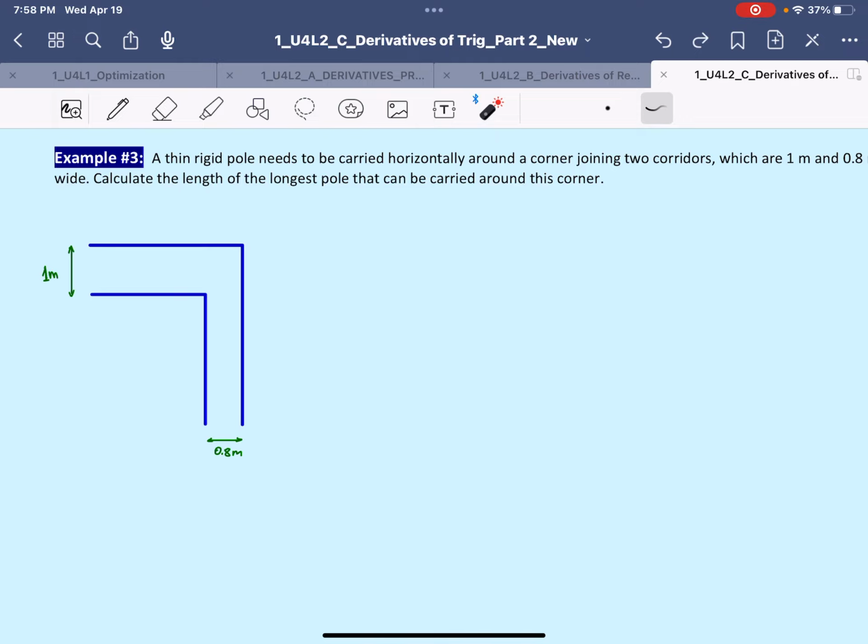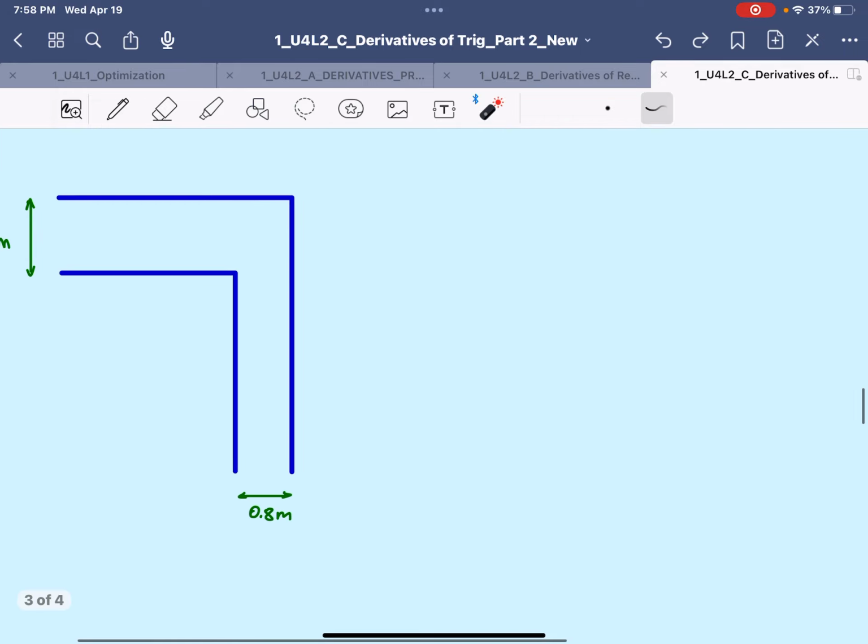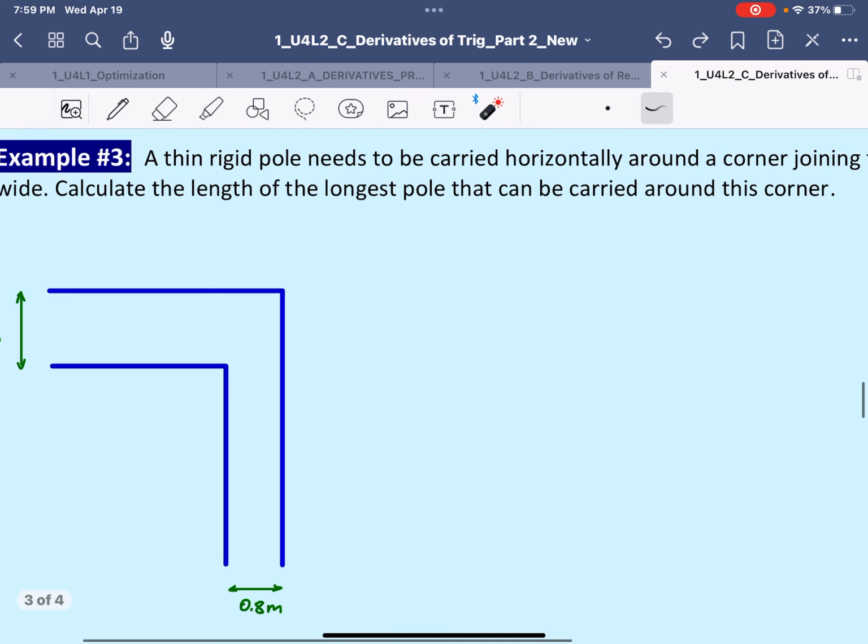So what we have in here is two corridors that are connected at a corner. And what we are trying to do is carry a pole around the corner. Now the pole is rigid, which means you cannot bend it so that you can carry it around the corner more easily. Another condition given here is that the pole needs to be carried horizontally, which means you cannot hold it vertically. If you hold it vertically, you can carry a pole around the corner very easily as long as you have very high walls. So try to imagine that.